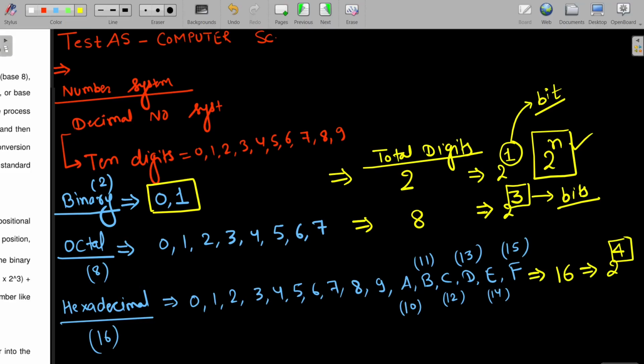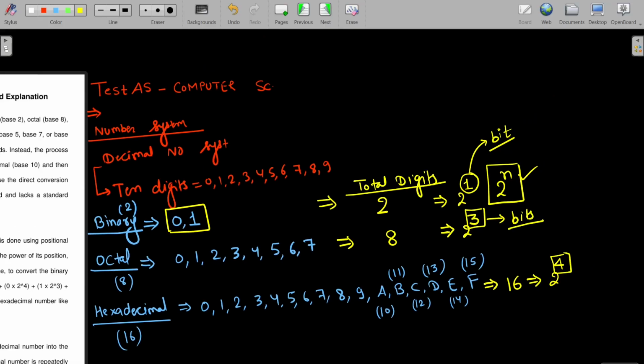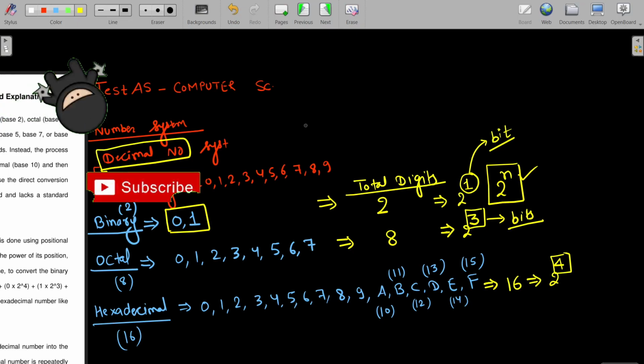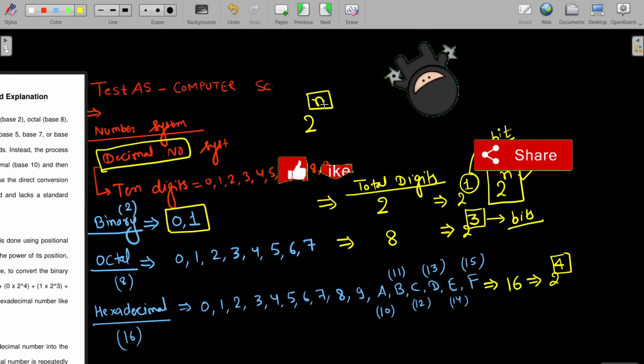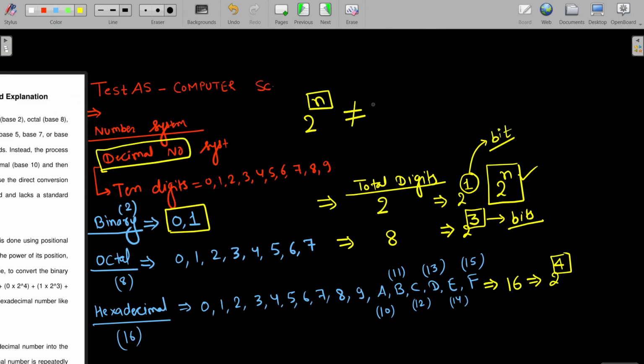Okay. So apart from this, we can have other number systems also in which the total number of digits is not in the form of 2 raised to power n. For example, this decimal number system itself. See, total 10 digits. It cannot be represented as 2 raised to power any integer, right? You cannot have any integer such that it will be equal to 10. So you cannot have any integer n.